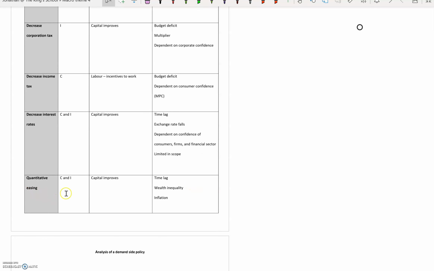And finally, quantitative easing. This is the policy that we've chosen to use just because we've run out of our other policies.